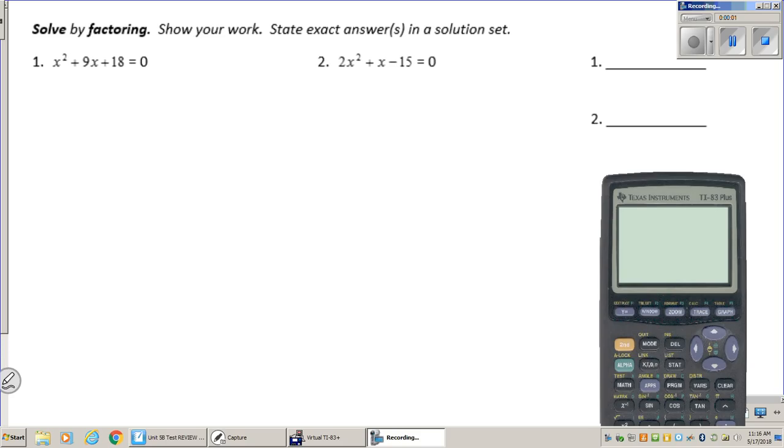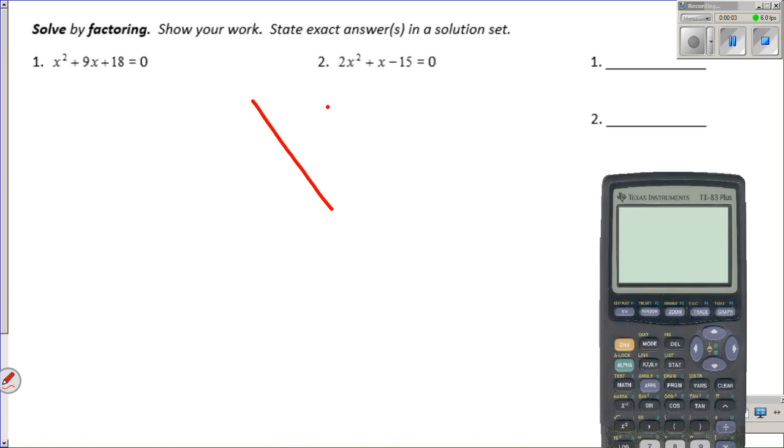Going to take a look at number 2. We're going to use our Xbox method. So we're going to multiply our A value times our C value. So 2 times negative 15 is negative 30. And on the bottom, our B value, there's an understood 1, so our B value is 1.